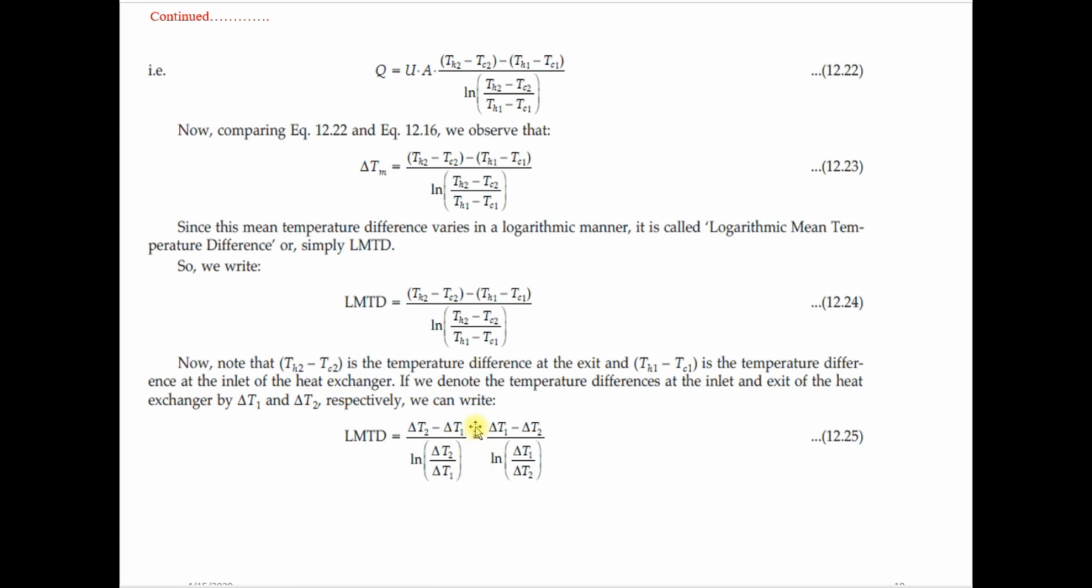Why is the name LMTD given? Because the mean temperature difference varies in a logarithmic manner. That is why the name logarithmic mean temperature difference is given.